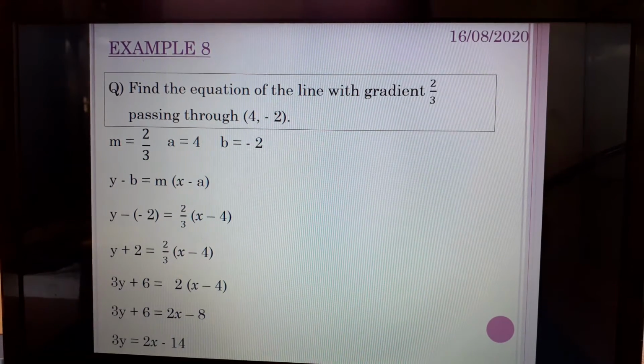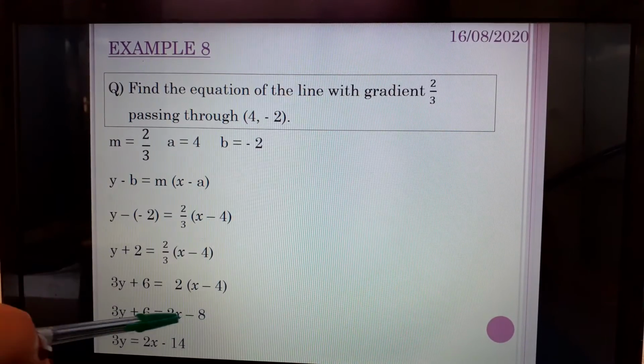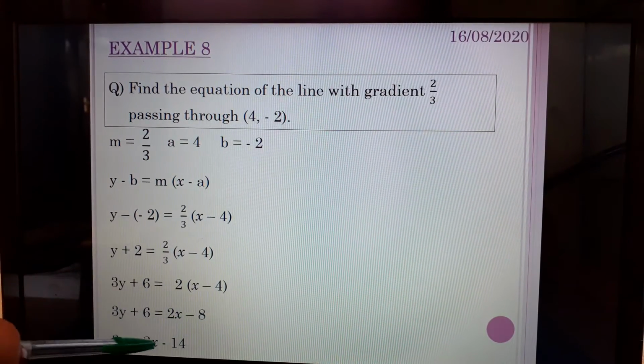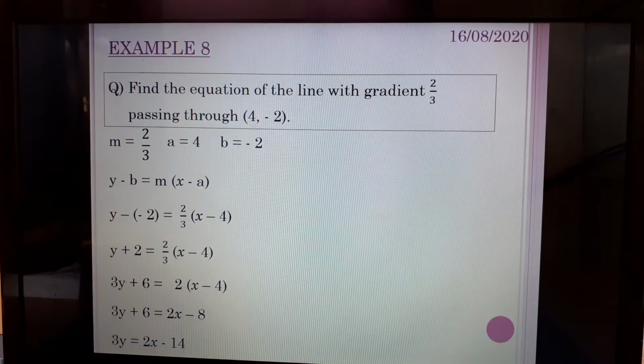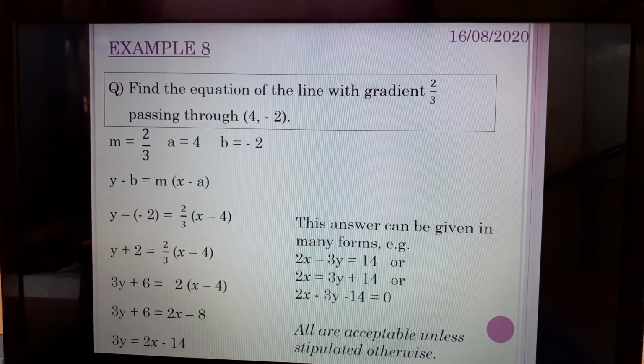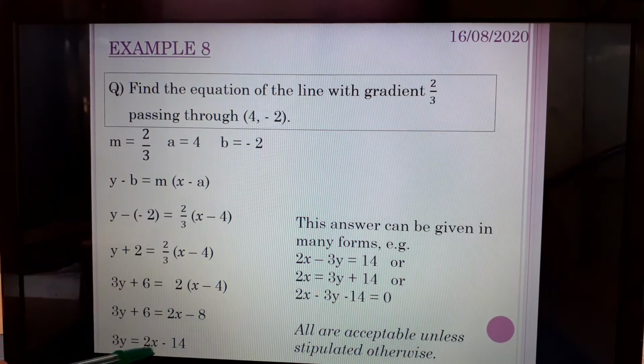Okay, so I brought the 6 over to the right-hand side, and then I have a negative 8 take away a further 6, which is where the negative 14 comes from. Okay, now that's actually a format that you can leave your answer in. That's absolutely fine. You don't have to bring it back to y equals mx plus c. You don't have to do anything like that.